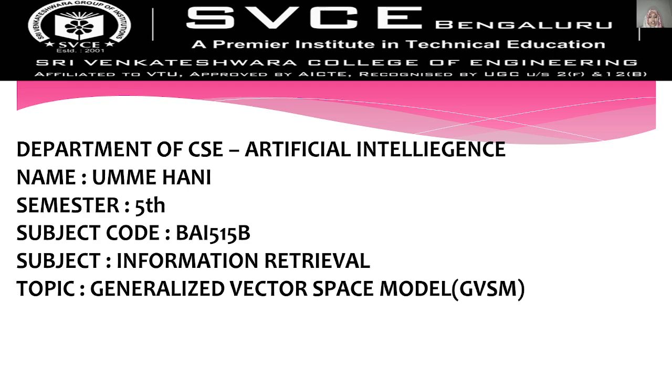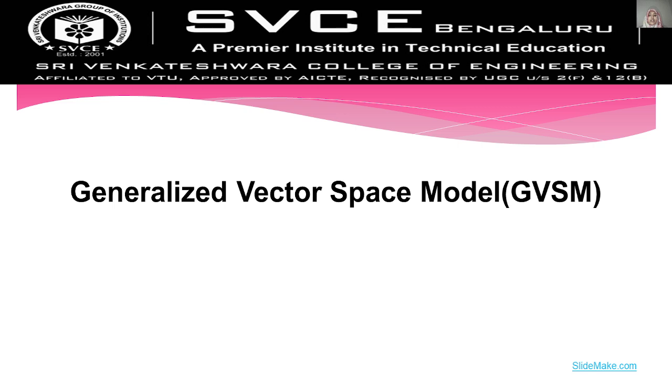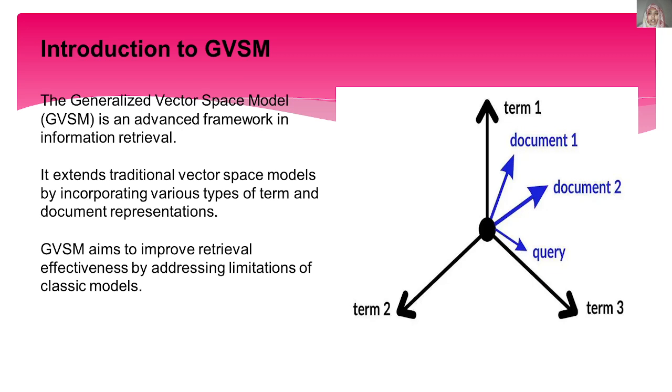The subject to discuss here is information retrieval. The topic to discuss here is the generalized vector space model. First of all, let me give an introduction of the generalized vector space model. The generalized vector space model is an advanced framework in information retrieval. It extends traditional vector space models by incorporating various types of terms and document representations. It aims to improve retrieval effectiveness by addressing limitations of classic models.